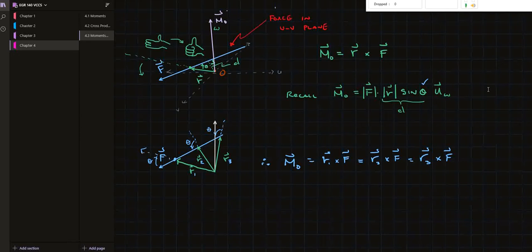I'll put a note here. Note: theta is the angle between the tails of vectors. One bullet point. The other bullet point is 0 is less than or equal to theta is less than or equal to 180 degrees.